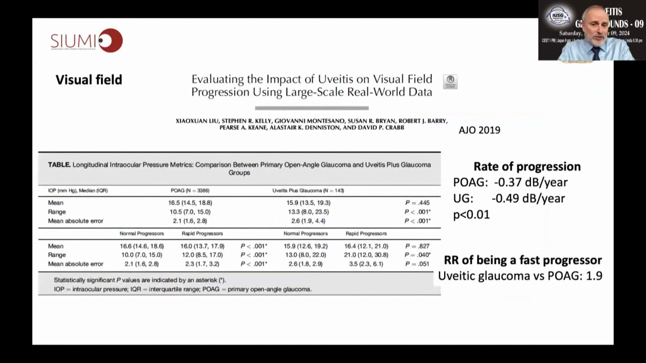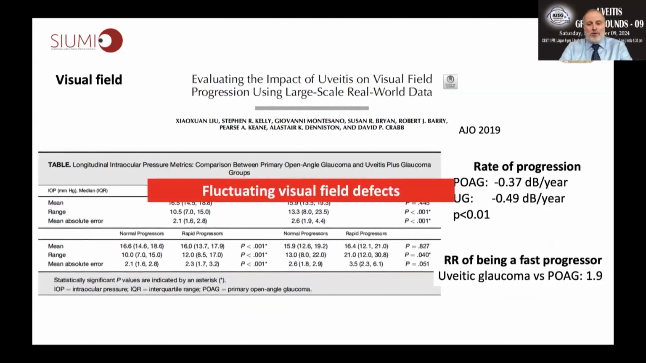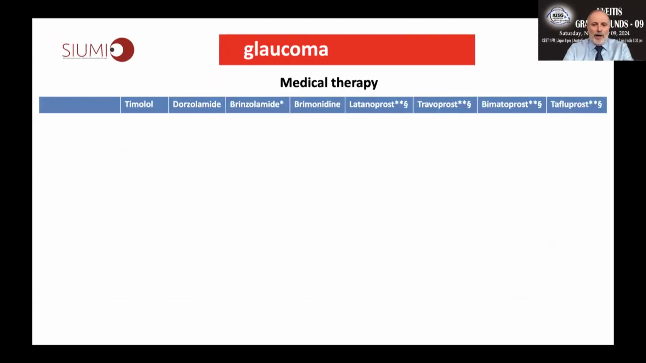The other important thing is to look carefully at the visual field, because we know that patients with uveitis have a rate of progression that is greater than those with primary open-angle glaucoma, and the relative risk of being a fast progressor as far as visual field defects are concerned is double in patients with uveitis compared to those with primary open-angle glaucoma. We have observed fluctuating visual field defects in our patient, and we will see why.